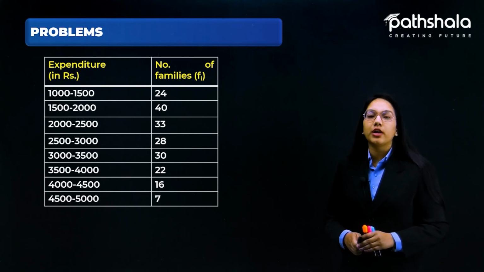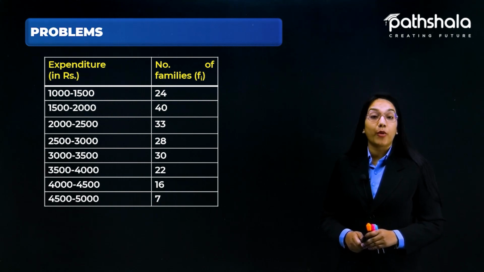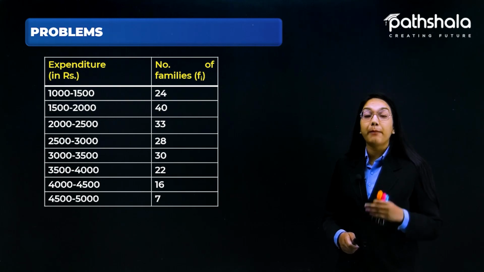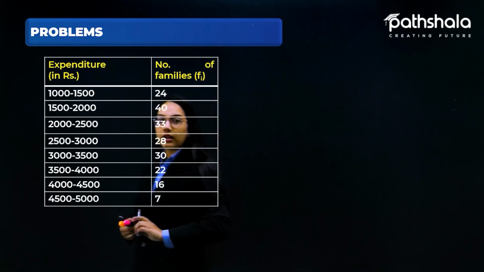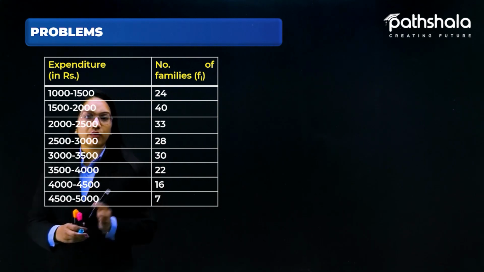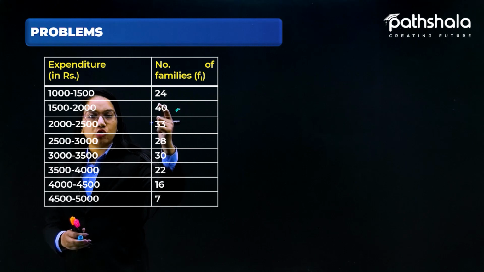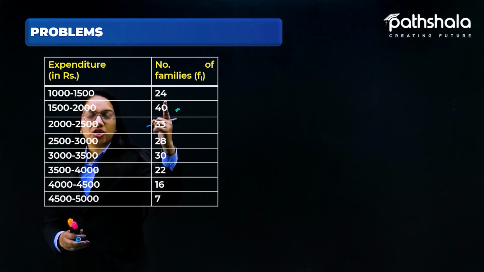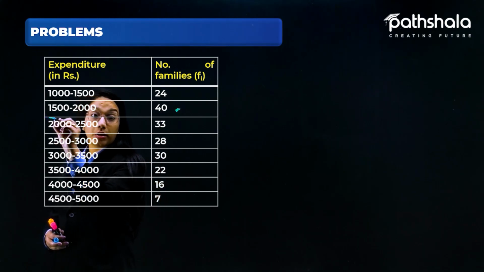First of all, in order to find the mode, we have to see which is the modal class. The modal class is the class which has the maximum frequency. As you can see, the maximum frequency over here is 40. You can see by yourself that this is the class which has the maximum frequency among all these. This is the greatest frequency among all the frequencies, so this is the modal class.